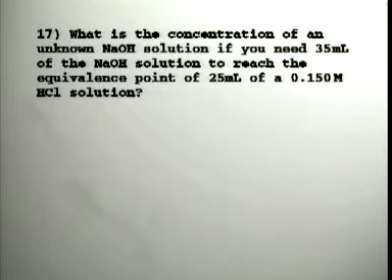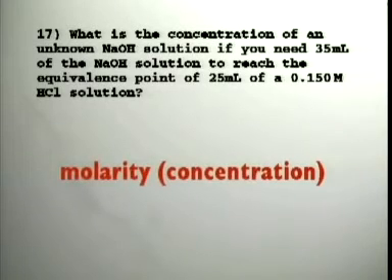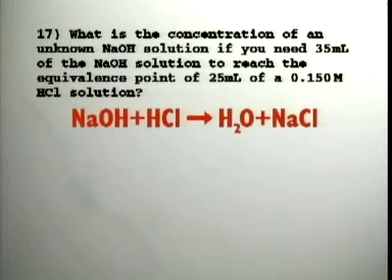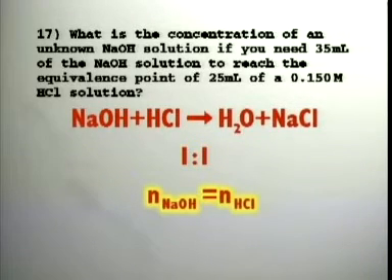Jeez, I don't even know where to start with this problem. Well, think about what it is you're trying to find. Molarity, right? So, start with a balanced equation that represents the reaction, because it will tell you the proportions of reactants and products in the reaction. According to the equation, NaOH and HCl react in a 1-to-1 ratio. So, we can assume that the number of moles of NaOH will equal the number of moles of HCl.